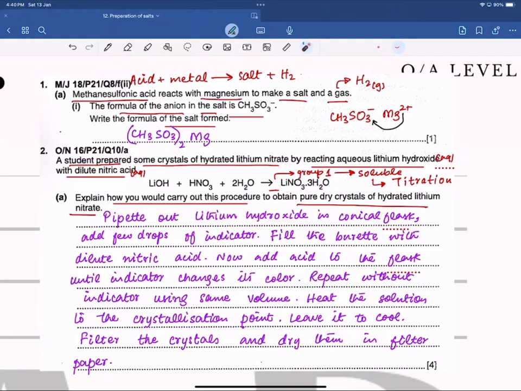Okay, now complete this. Then we will go for the third method, which is the precipitation method for the preparation of insoluble salts.